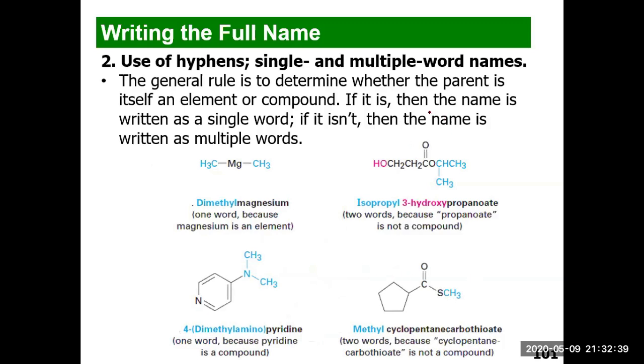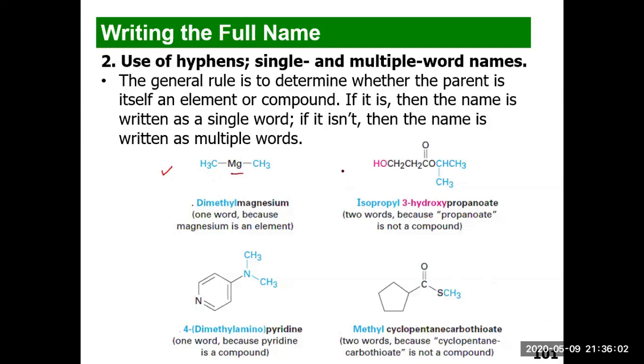If it is, then the name is written as a single word. If it isn't, then the name is written as multiple words. So we have the following examples to illustrate this rule. Okay, so we have here dimethyl magnesium. Now, this compound is named as a single word because magnesium is an element.